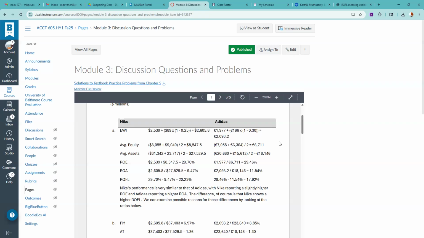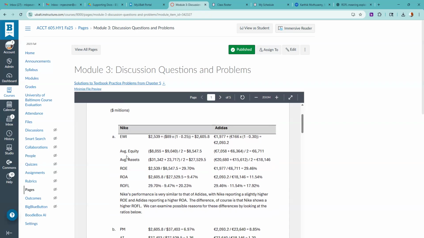So the first line in the solution is what they call EWI. I don't know what they call EWI, but notice what it is made of. 2539 is the net income of the company, in this case for Nike. 89 is the interest expense, which is grossed up by multiplying by 1 minus the tax rate. So what is this, 2539 plus 89 times (1 minus 0.25)? This is essentially a calculation of NOPAT, net operating profit after taxes. This is the after-tax operating income. I don't know what EWI stands for. It's not an abbreviation I'm familiar with, and I'm not sure why they even included it here in the solution, but since it's printed, I want to comment on it.